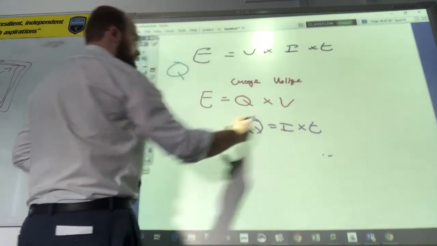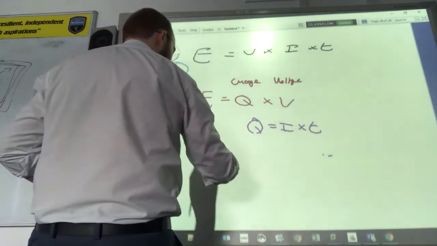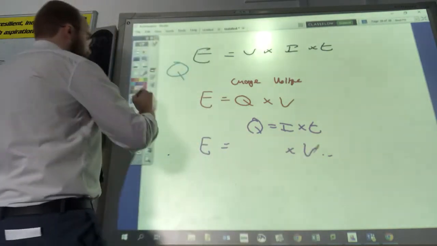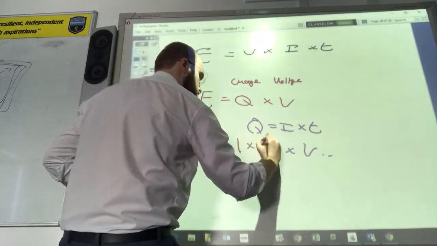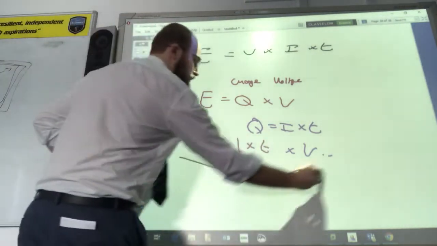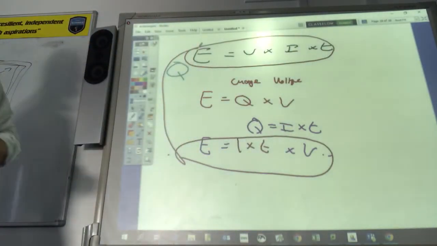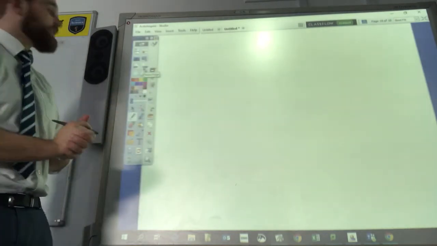Q is equal to I times T, so I can rewrite this equation. Instead of writing Q, I'm going to write I and T. Okay? E is equal to I times T times V. This is the same equation as this equation that's given to us in the back of the book. So they could ask us to use that, for example, in our specific heat capacity practical.